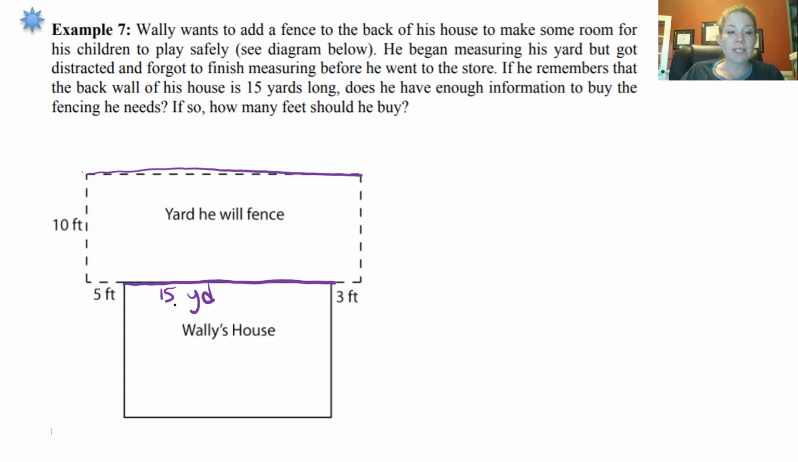So the first thing I notice is that we have 2 different units of measurement. So we can't use feet and yards. So probably the easiest thing to do is to turn our 15 yards into feet. So how many feet are in 1 yard? Well, the answer is 3. So if this is 15 yards, well, 15 times 3 is equal to 45.